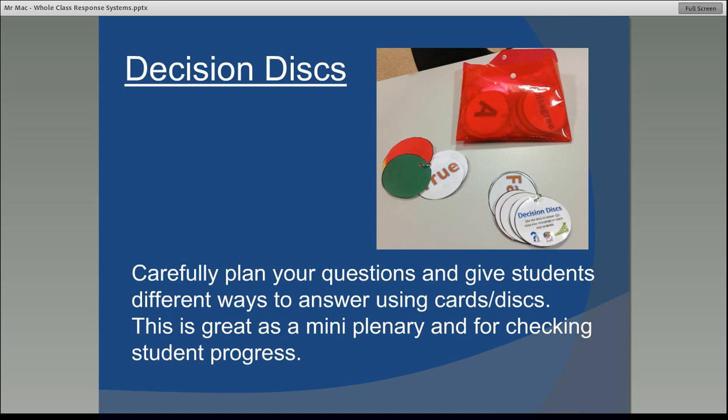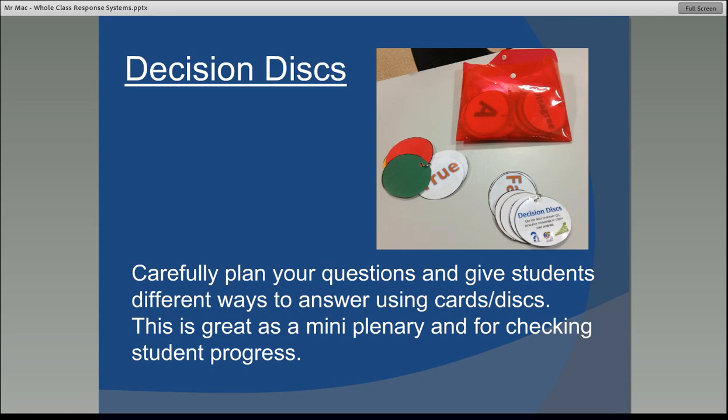And on each side of the disc is a different response. So on one side I've got A, B, C and D, true and false. On the other side I've got red, amber, green, and agree, disagree. And I basically just give these little discs out to the students, one each, and then I'll have a multiple choice question on the board, and the students will read the question and then elicit the response with A, B, C or D. Now I've been using that really, it's been great during mini plenaries.